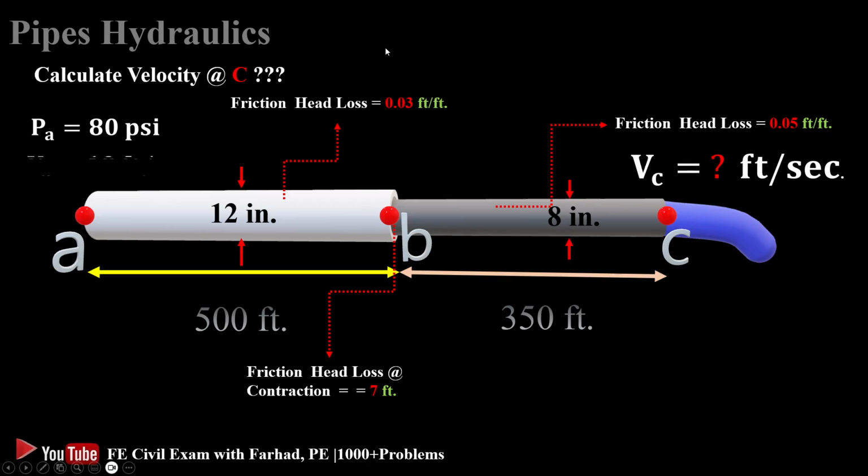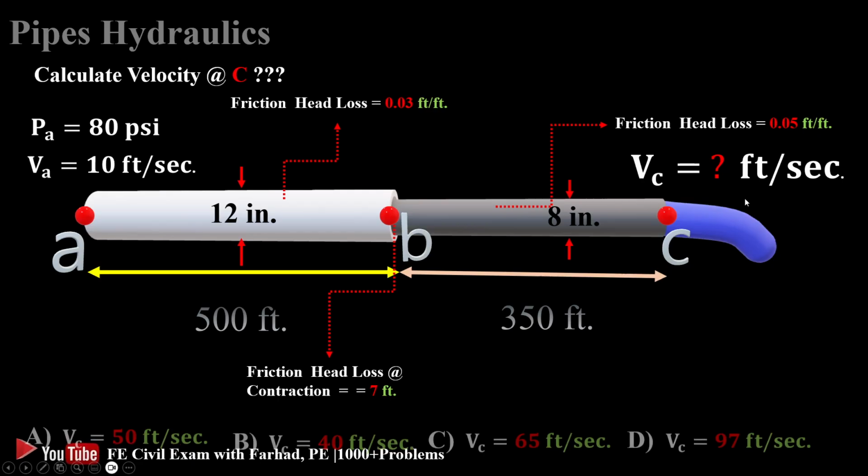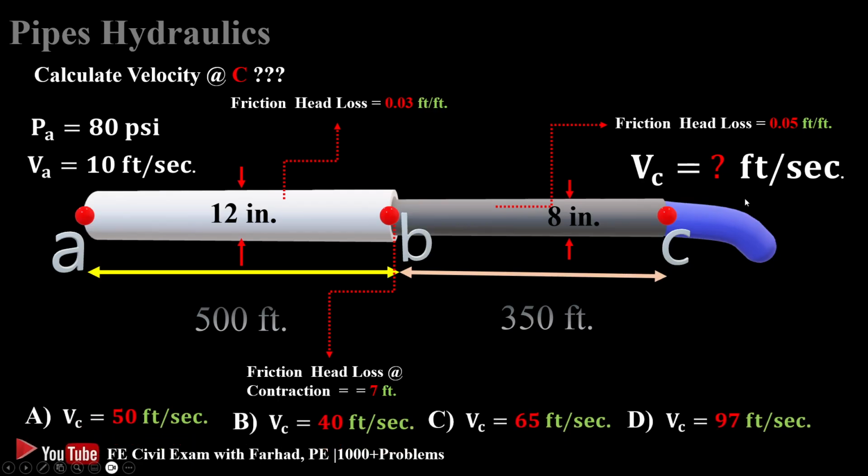We do know the length of each of them, and the fluid that enters and goes out is water. If we do know that the pressure at the entrance point, which is point A, is 80 pounds per square inch and the velocity at A is 10 feet per second, we want to calculate the exit velocity, which is V sub C in terms of feet per second. So let's jump to our solution.